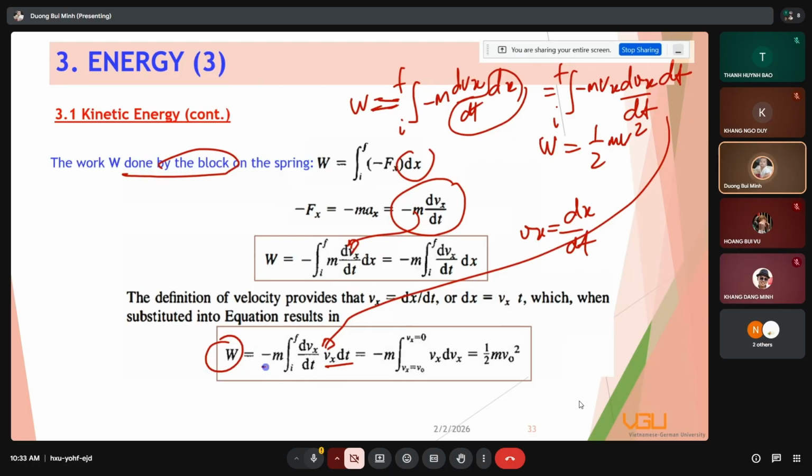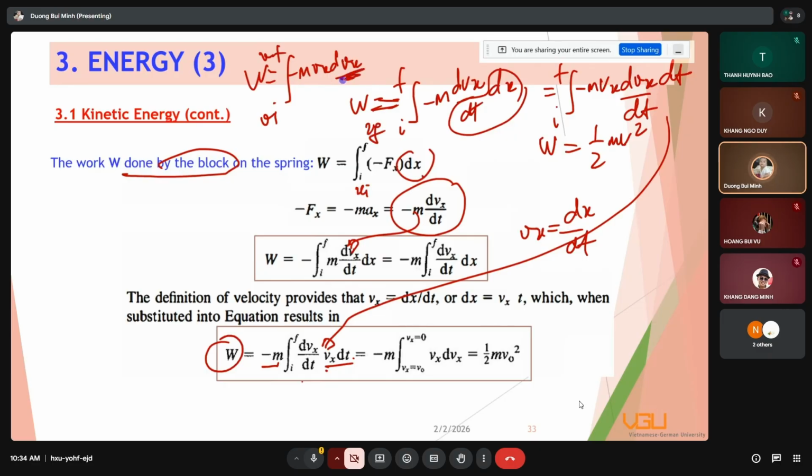So here you have minus m vx dvx over dt and dt. Or you just let this one. Okay. So here you get the Vx, okay? So here you can get W is the integral of minus m Vx dVx, okay? So here must be Vi and this is Vf. So if we have dx, this one must be xi and xf.